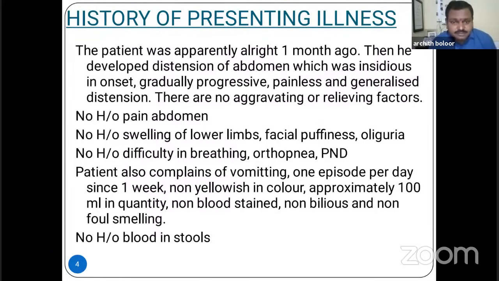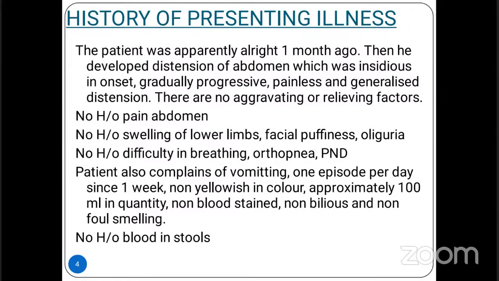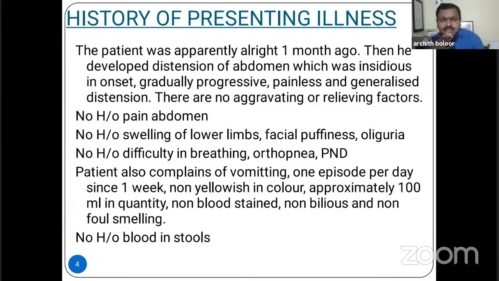Okay, fine. So this one episode of vomiting he has had, what is the relevance of that? If you're suspecting intestinal obstruction, but then they'll have multiple episodes. There's only one episode per day in a week, yellowish, not blood stained. So just one episode of vomiting per day. Okay, you can consider some amount of obstruction there. No history of blood in stools.